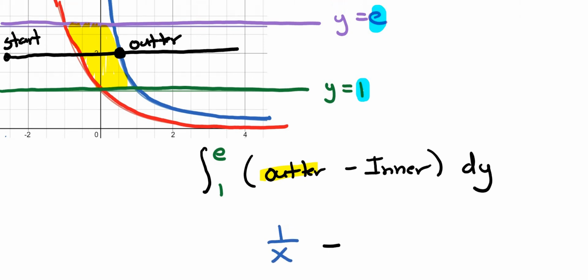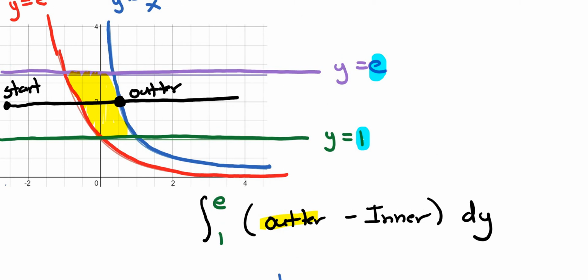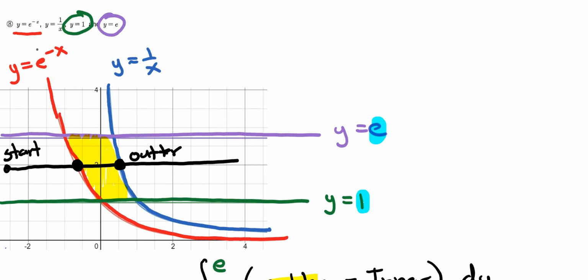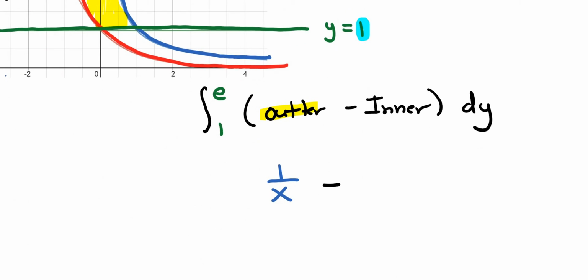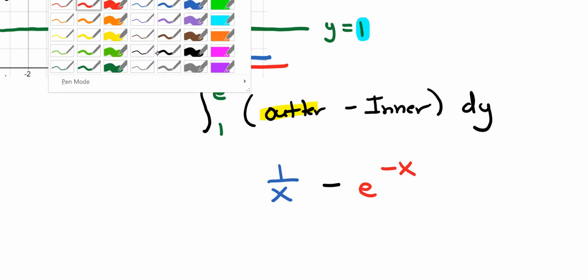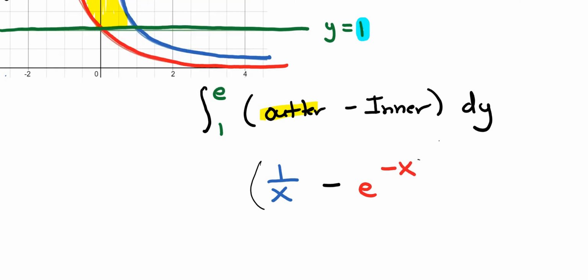minus my inner function, and my inner function is this dot right here, which is the red function, and the red function has the equation y equals e to the power negative x. Alright, so let me put that in for my inner function here in red. So that's going to be e to the power negative x. And then I will close the brackets here and multiply that with dy, and my integral is going from 1 to e.